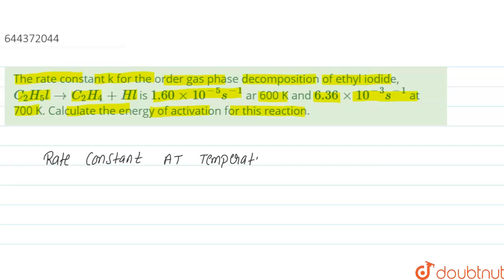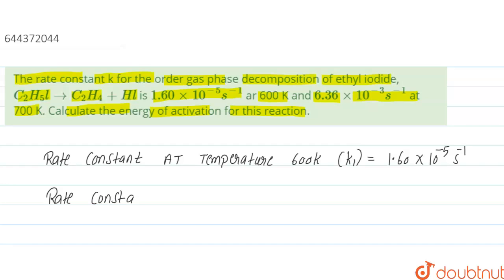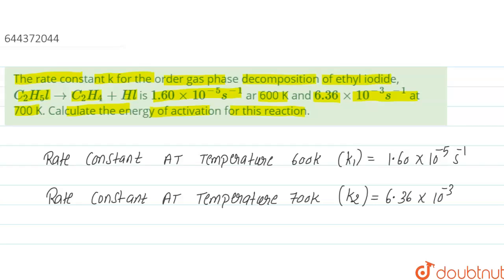Consider the rate constant at a temperature of 600 Kelvin as K1, which is equal to 1.60 into 10 raised to the power minus 5 second inverse, and the rate constant at a temperature of 700 Kelvin as K2, which is equal to 6.36 into 10 raised to the power minus 3 second inverse.